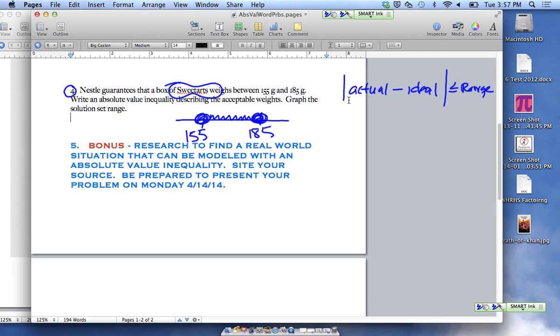And here's the bonus. So I encourage you to take me up on this because there are so many relevant real-world examples that use absolute value ranges. And just be prepared to go with that at the beginning of the week.